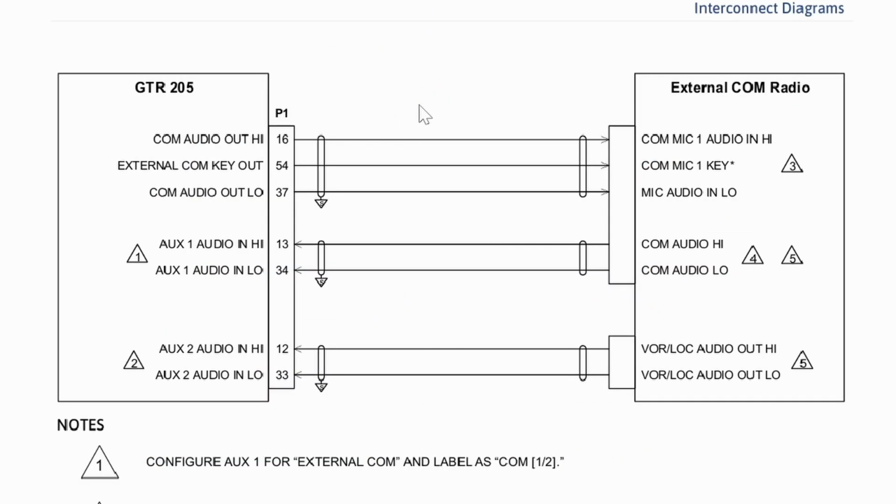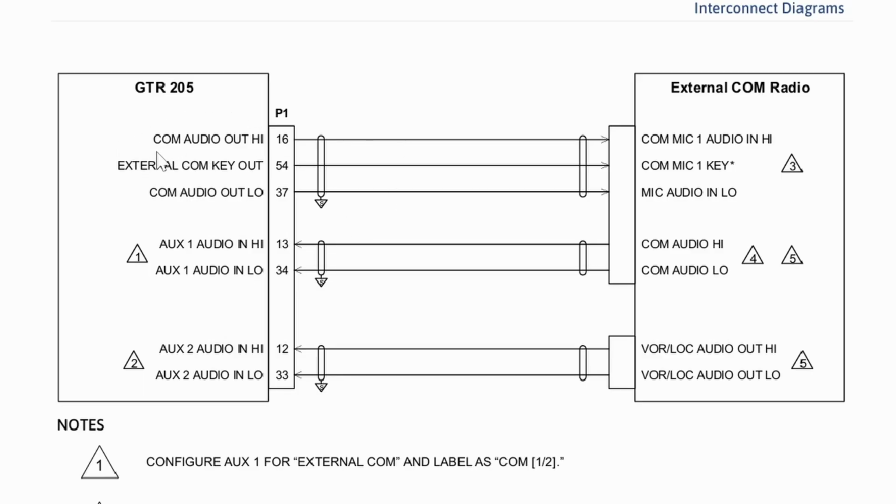Let's get into it. All right, so this is our first example. This is a Garmin GTR 205 wired up to an external comm radio. We're just going to keep it simple. Here, this is the audio out high, where we're talking about the audio from the radio going to the audio of the external radio. So they're pretty one-to-one for the wiring outputs. So you just want to take it slow, going from left to right. Just read slowly what you're going through.